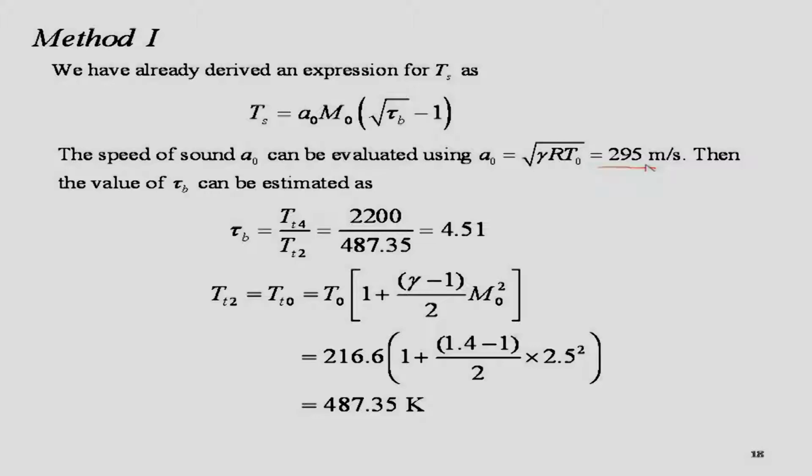We'll substitute these values, right? This is given from the altitude as 216.6 Kelvin. When you substitute values, we'll get 487.37 Kelvin, right? And then you substitute, we get these values. And once we get these values, we know whatever the parameters in specific thrust: A naught is known, M naught is known, tau B is known, so you can substitute those values and get the specific thrust.